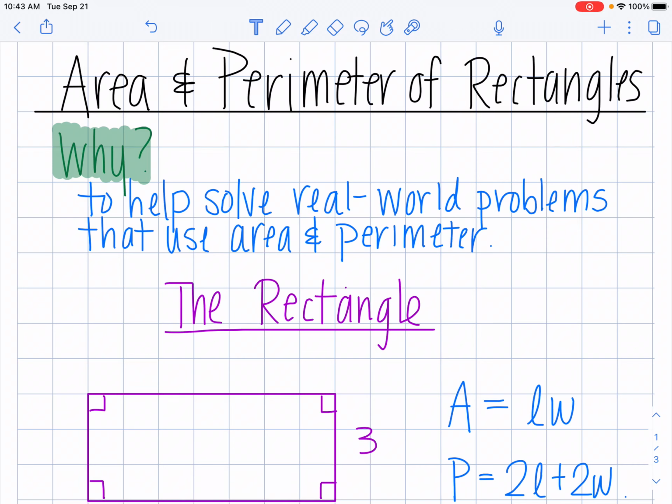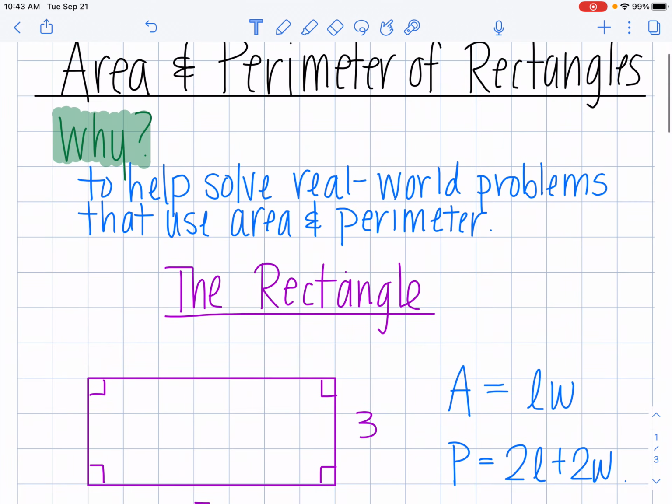Hi there! In this video we're going to talk about area and perimeter of rectangles. So the first thing I just wanted to mention is why would we need to know this? There's a lot of real world problems that come up that use area and perimeter, so it's really important to understand the difference between the two and how to use them to figure out things that you might need.